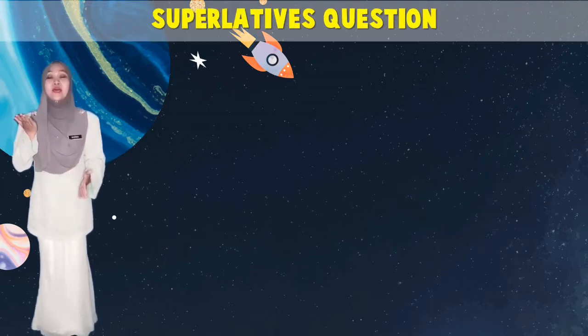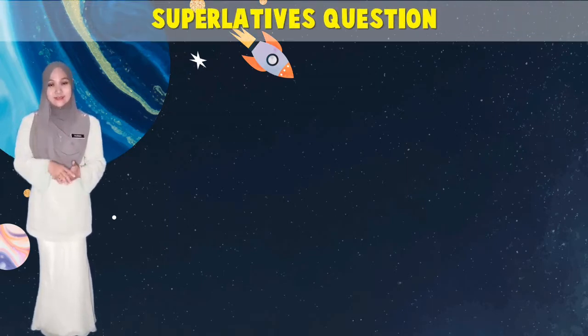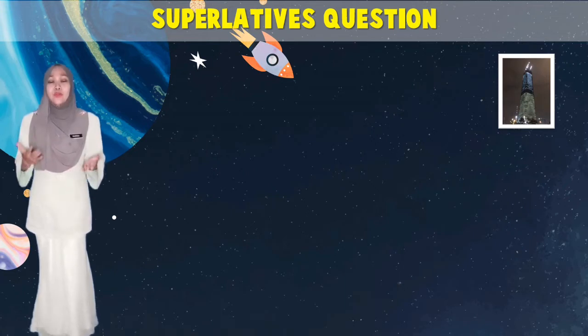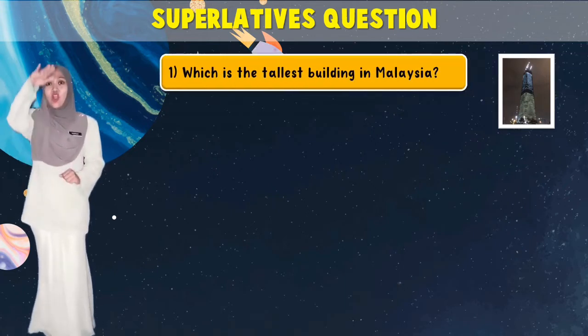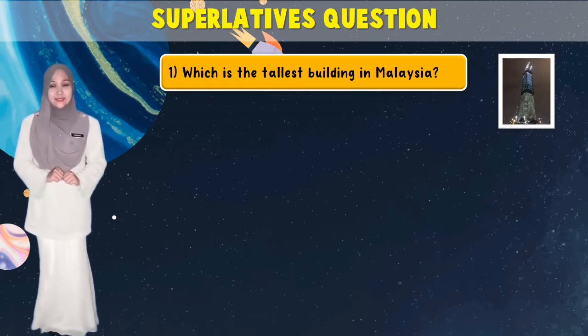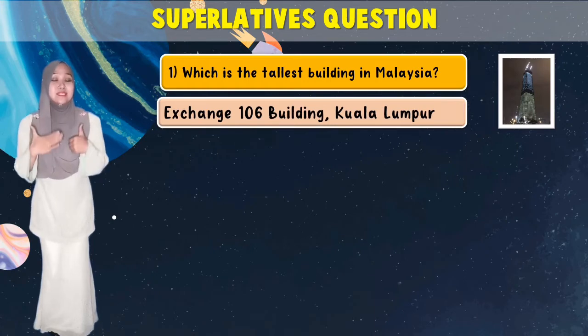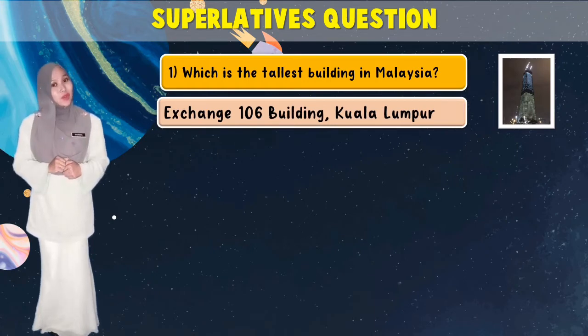Let us try to make superlative questions from these 5 pictures. Let us try to do it together. Picture number 1, building. We could write superlative question like this. Which is the tallest building in Malaysia? So what's the answer? Exchange 106 Building, Kuala Lumpur.